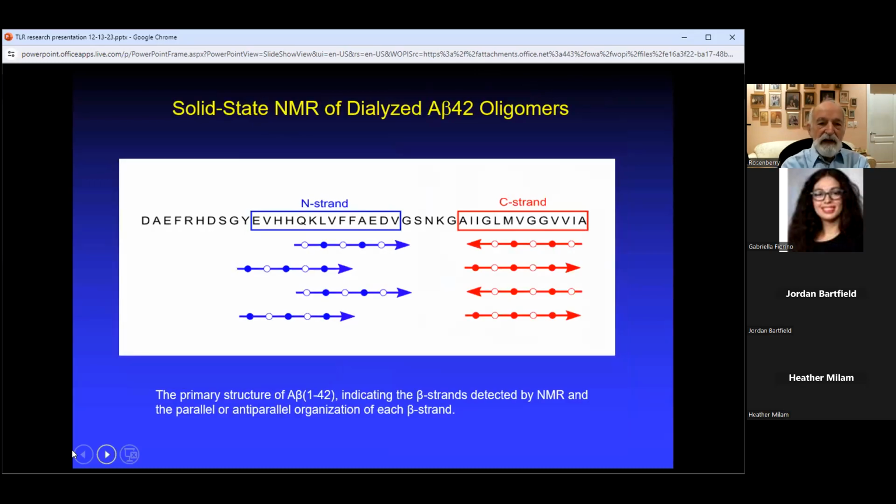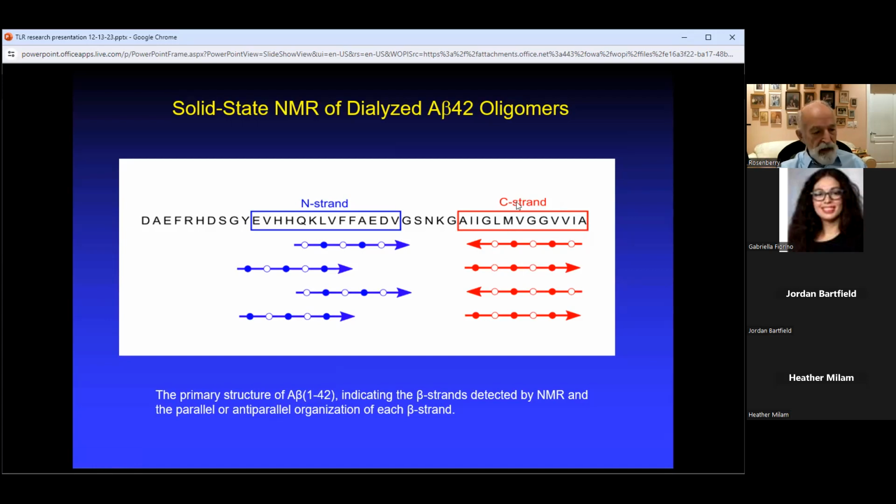We then conducted solid state NMR over a couple of years, looking at various heavy labeled amino acid forms of A beta 42. And the NMR gives us distances between the residues that are labeled. And from that, we were able to deduce the following structure. You see the N strand on the left and the C strand on the right. The C strand is just the final 12 amino acids of the A beta 42 molecule. It's a 42 amino acid peptide.